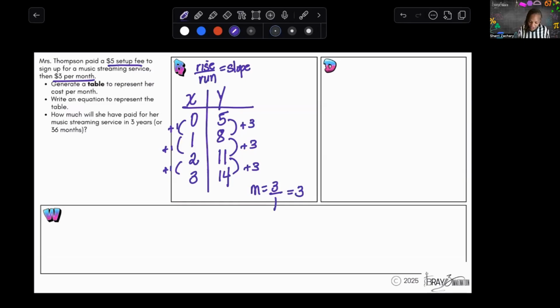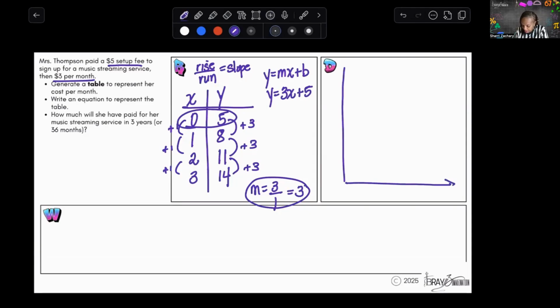So to write an equation, I'm going to use my slope and my y-intercept. And so my formula there is y equals mx plus b, or the slope-intercept form of the equation. I substitute my values in. I have 3x plus 5 for my equation. So now if I wanted to draw a graph of that, or I could put that in my calculator and generate a graph, I'm going to attempt to draw a graph here.